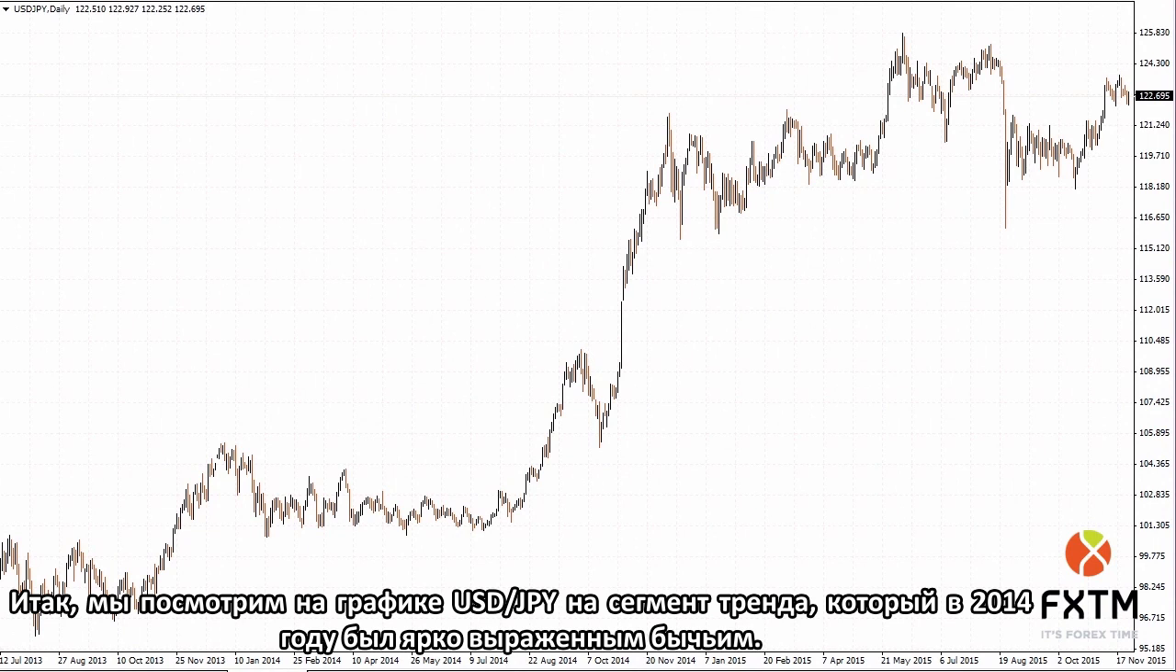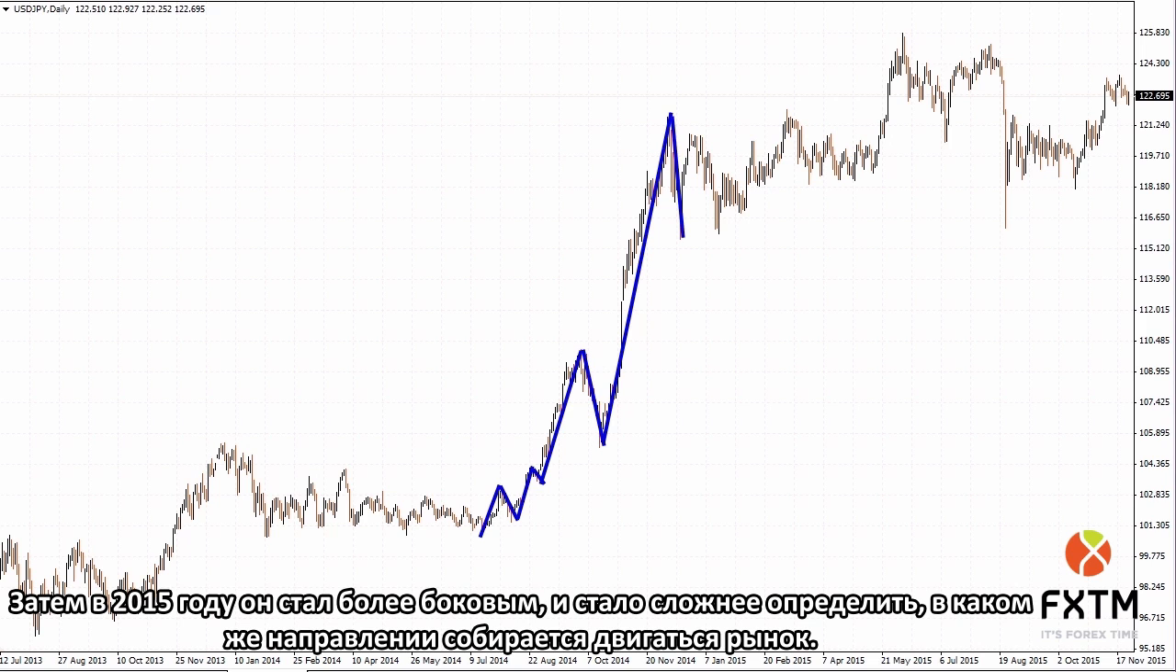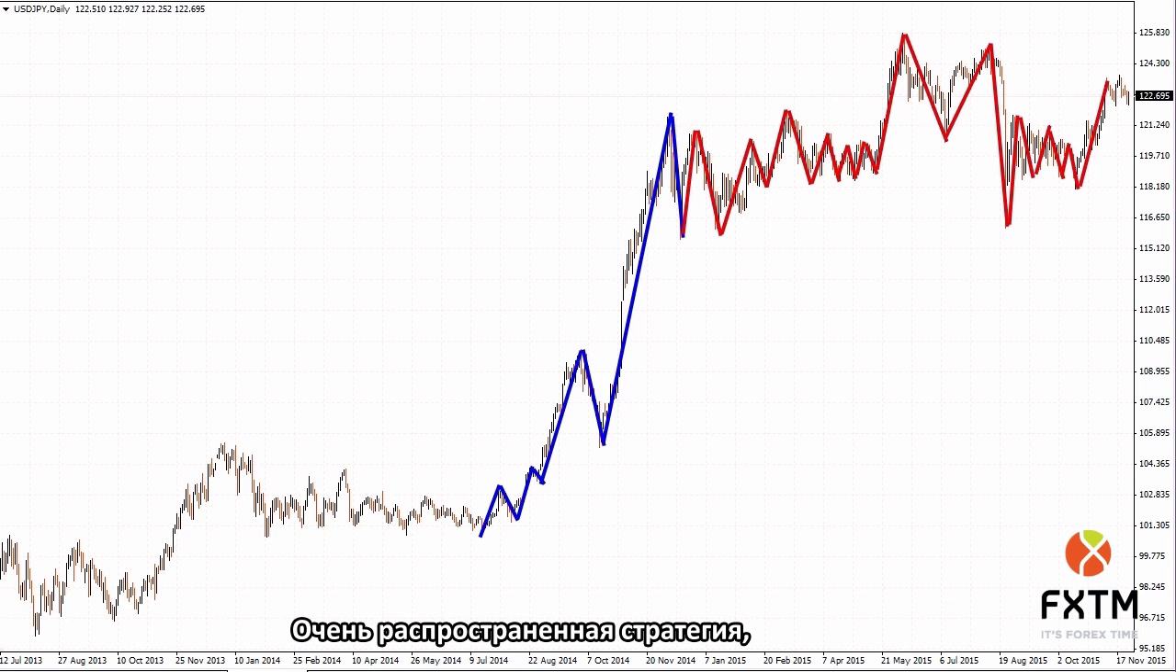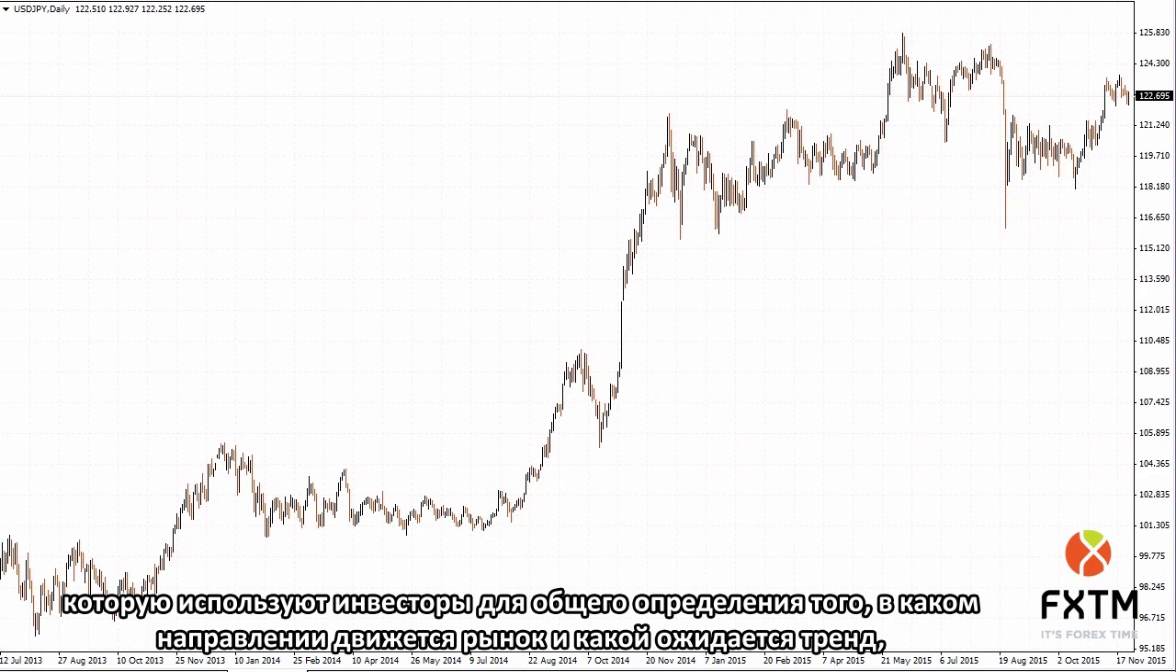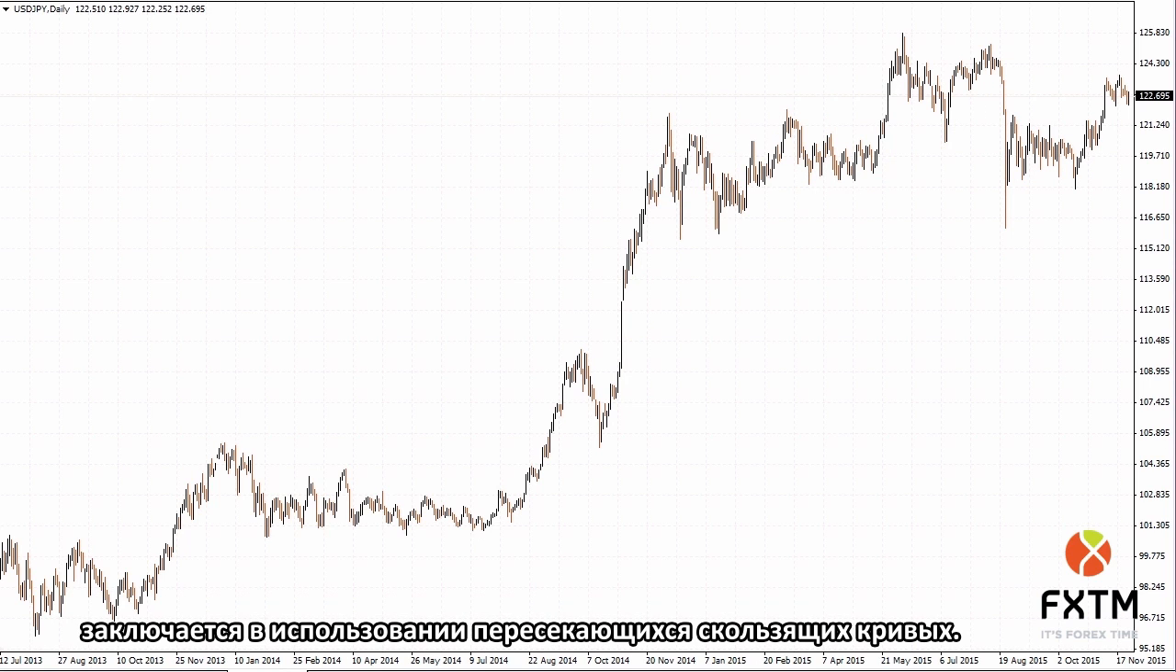So we looked at a trend segment on the dollar yen earlier where it was nice and bullish in 2014. And then through 2015, it got a lot more flat. It was more difficult to tell which direction the market was going. A very common strategy for investors to use, just to provide a general overview of whether or not they believe the market they're following is in an uptrend or a downtrend, is to use a moving average crossover.